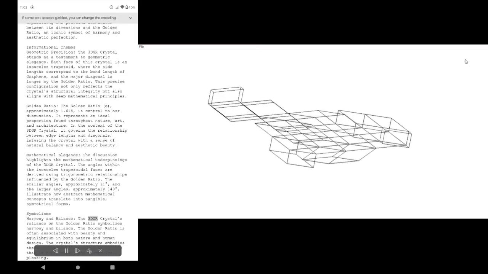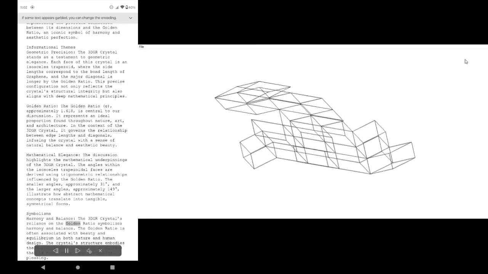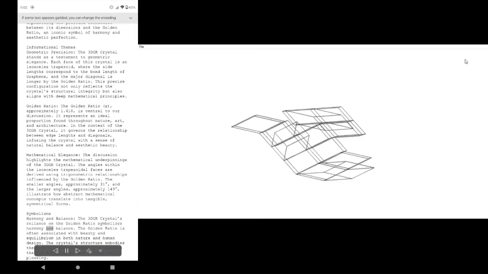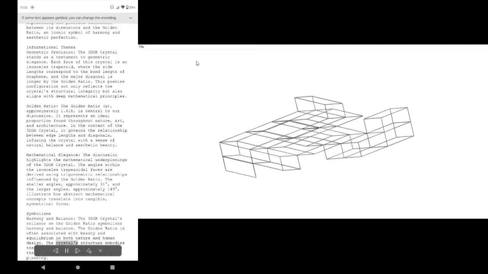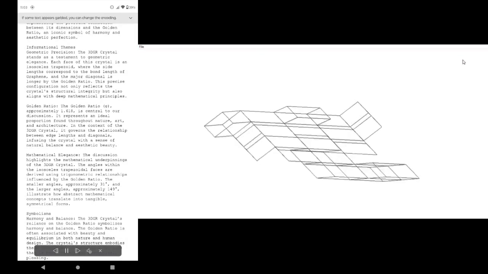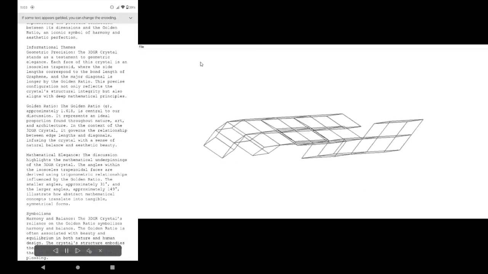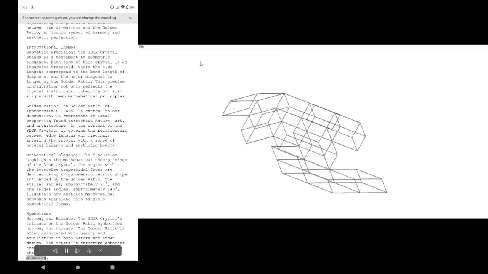Symbolisms. Harmony and balance. The 3D GR crystal's reliance on the golden ratio symbolizes harmony and balance. The golden ratio is often associated with beauty and equilibrium in both nature and human design. The crystal structure embodies these principles, suggesting a universe that is both orderly and aesthetically pleasing.